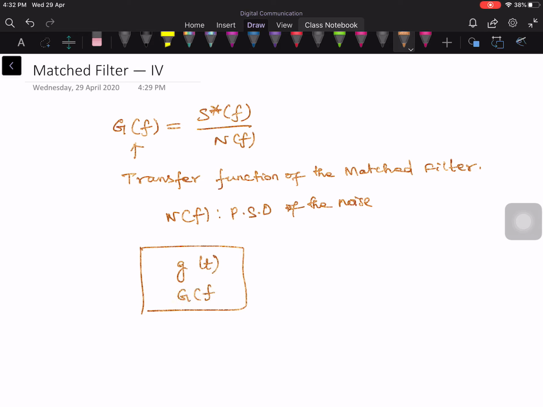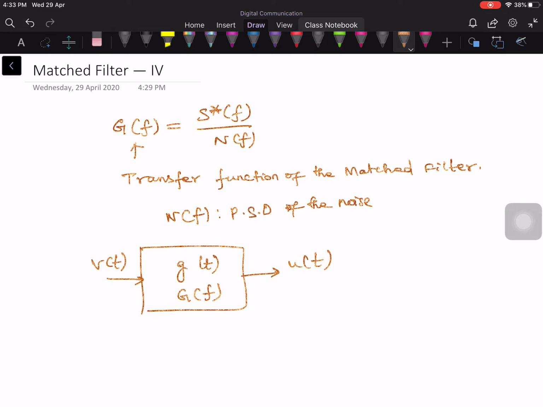You have the filter, its impulse response is g(t), and if you take the Fourier transform you will get G(f). The input is v(t), that is the received signal, and the output is u(t). Now in this lecture let me discuss how it works, or why it maximizes the signal to noise ratio. So intuitively we will try to appreciate that fact.